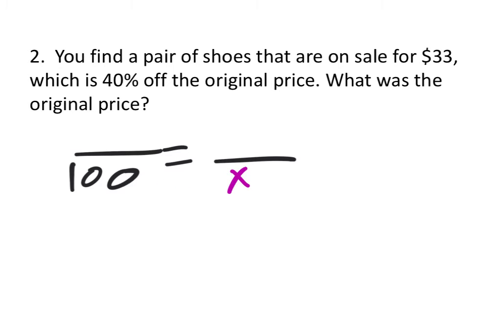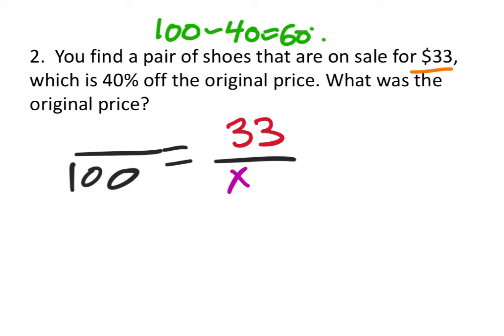So what do we do? Well, it's 40% off the original price. Do we know what value corresponds with that? Yes, we do. That's the $33. So in other words, 40% off is the $33, okay? So I can put that in right now. It's part of the original price. But how much of the original price was that? How much of the 100% is that? Well, that would be 100%, but they took off 40%, right? So that ends up being 60%. So we're actually using 60 here instead of 40.